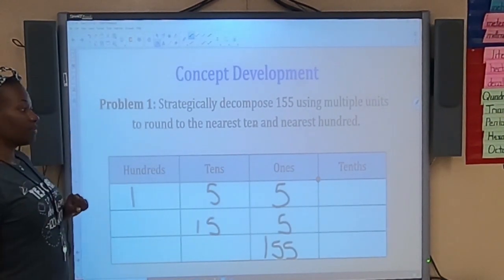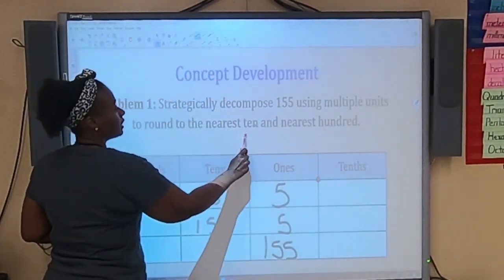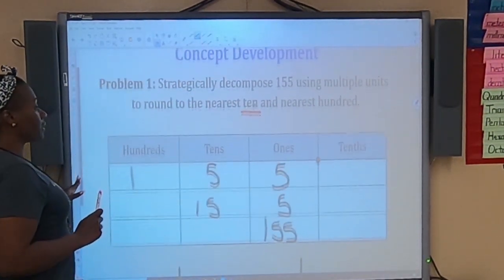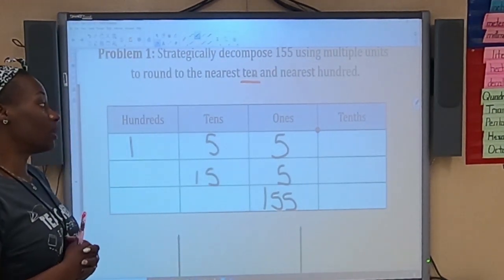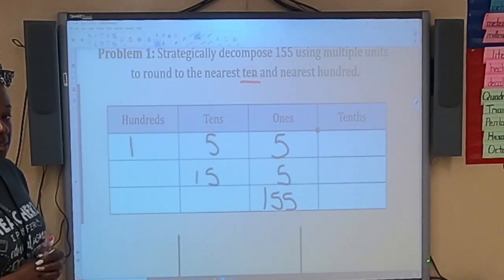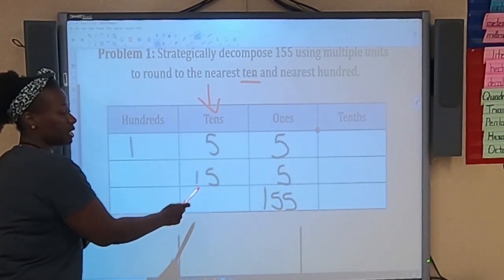Okay? Now that we've decomposed, we're ready to start rounding. First place we're rounding to is the tens place. So looking at my decomposed numbers, I need to figure out which set would be best for me to use to round to the tens place. Hopefully you realize that I want to use the set that starts at the tens place.